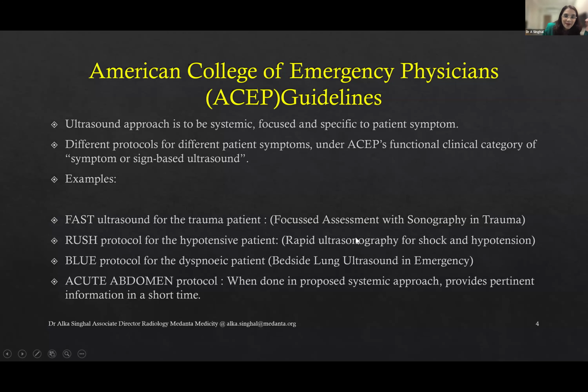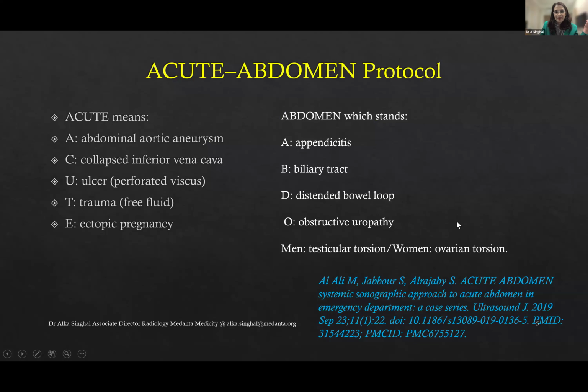And here we are going to look at the acute abdomen protocol, which, when done in a proposed systemic approach, provides the key information in the shortest time span, which is what we want. We want to quickly figure out whether we want to take the patient to the OT, to further imaging, or manage symptomatically. So let's understand what this acute abdomen protocol is. Okay, now let's understand. So ACUTE means A for abdominal aortic aneurysm.